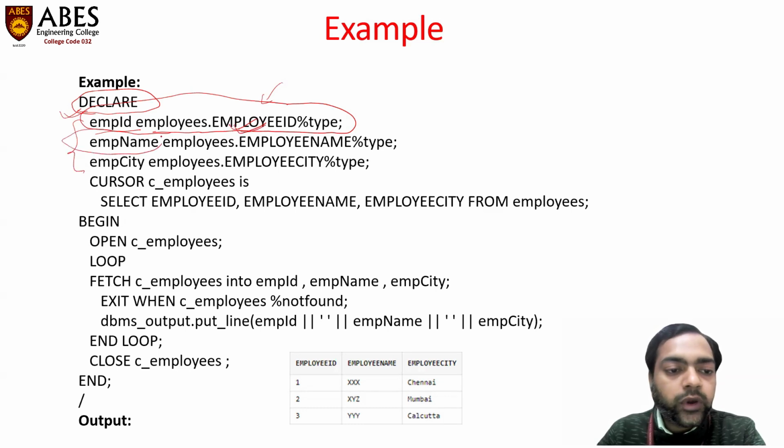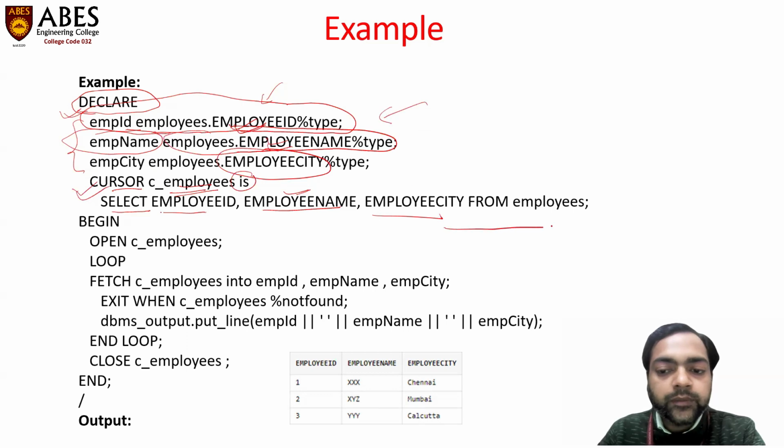Here next we have employee name. We will provide a column name where employees table may and into dot employee name percent type. So it will create an employee name, and similarly we have created employee city. Now we open the cursor with cursor, and here we have provided the cursor name and then IS. Now we have provided the select operator because we need to select the values from the employee. So select employee ID, employee name and employee city, which we have declared here, from the employee table, right?